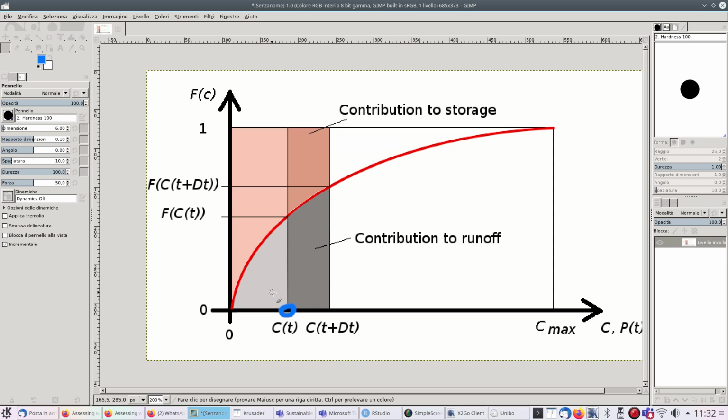Good. If we go up to the red curve, we get here. And then we go to the vertical axis. What do we get? We get F(CT), which is the fraction of the catchment that has a storage lower than or equal to rainfall from the beginning of the event. So this is the fraction of the catchment that is saturated. Very good. Now let's move forward one time step, for instance 1 hour. We get some additional rainfall, and then we get to CT plus DT, and then we go up to the curve, and then we go left to the new fraction of saturated area.